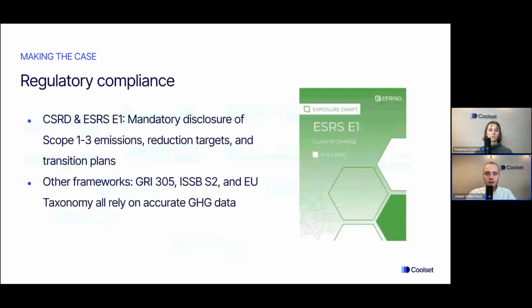Regulatory compliance. Let's have a quick look at what that means specifically. As I mentioned, CSRD and ESRS E1 have mandatory disclosure of scope 1 to 3 emissions, reduction targets, and transition plans. For those that are keeping track of the ESRS updates and CSRD updates as part of Omnibus, these are likely to be updated, but we do expect that scope 3 will remain part of ESRS E1. Then there's other frameworks like GRI 305, ISSB S2, and EU taxonomy, which all rely on accurate greenhouse gas data.